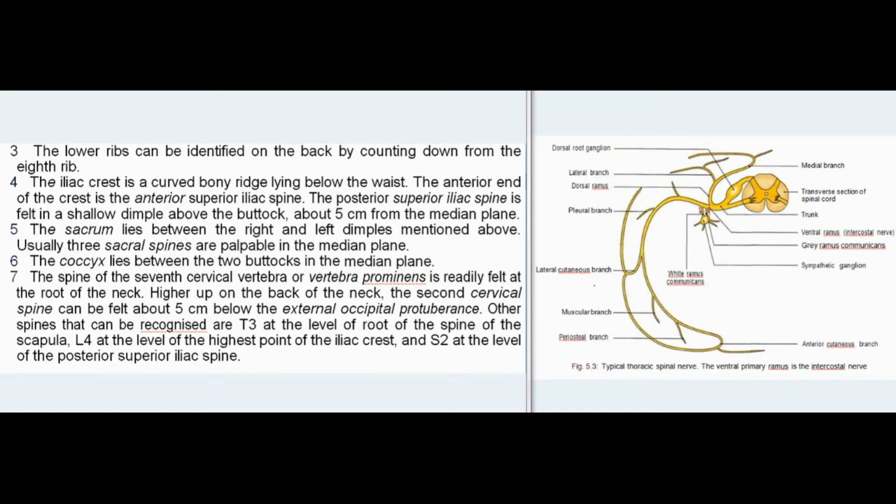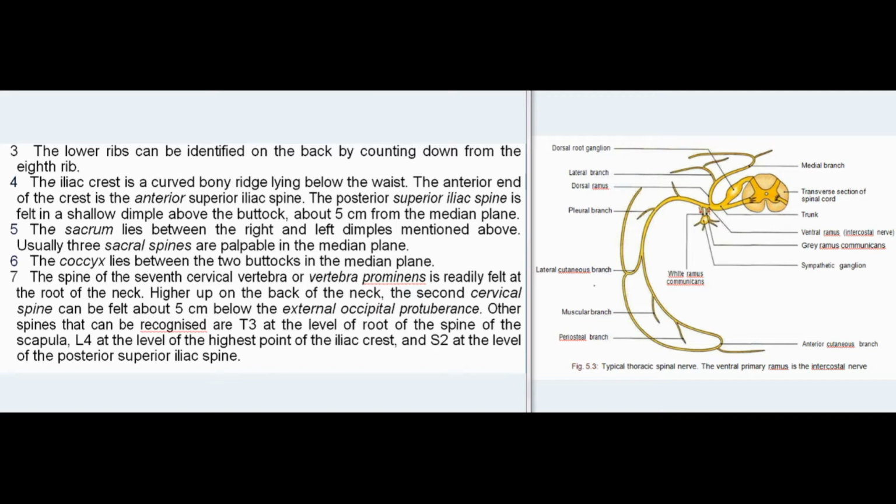4. The iliac crest is a curved bony ridge lying below the waist. The anterior end of the crest is the anterior superior iliac spine. The posterior superior iliac spine is felt in a shallow dimple above the buttock, about 5 cm from the median plane. 5. The sacrum lies between the right and left dimples mentioned above. Usually 3 sacral spines are palpable in the median plane. 6. The coccyx lies between the 2 buttocks in the median plane.